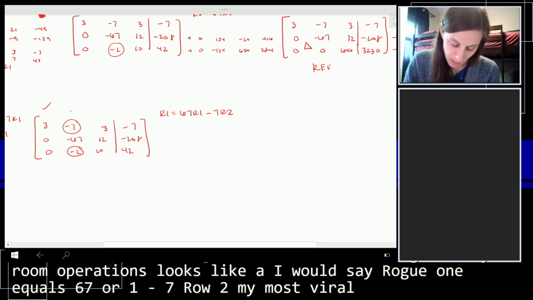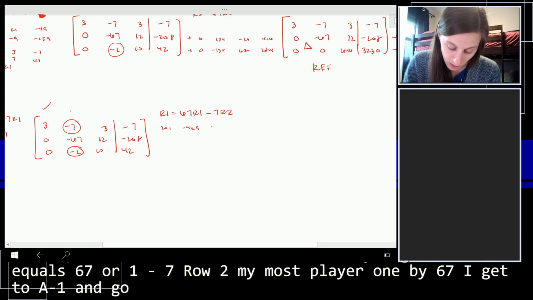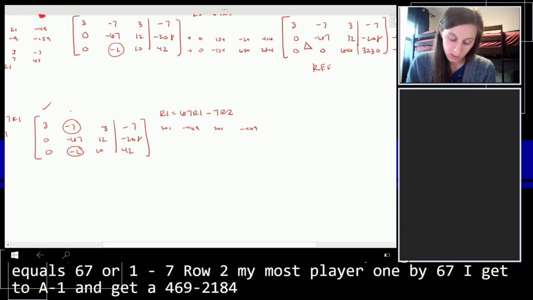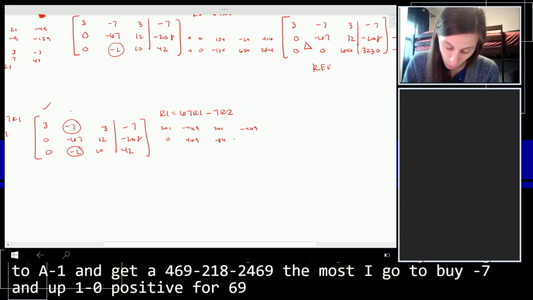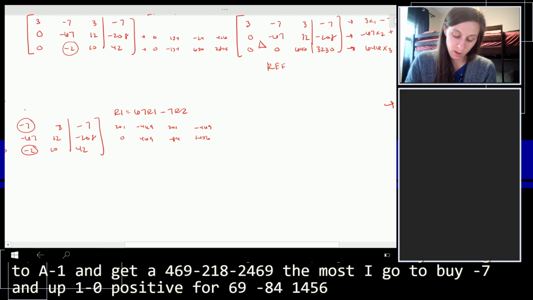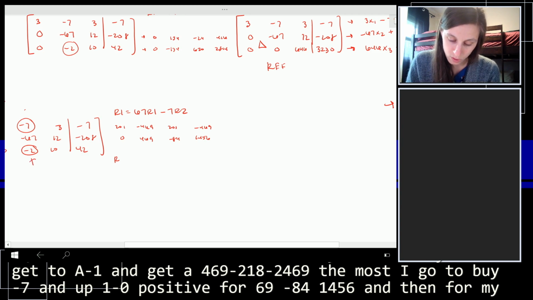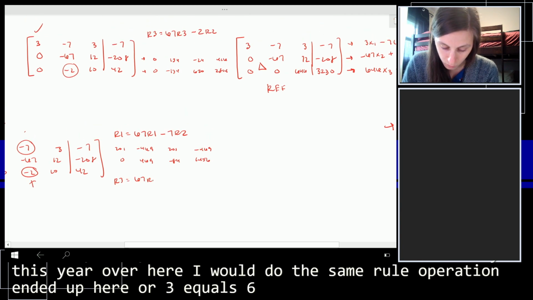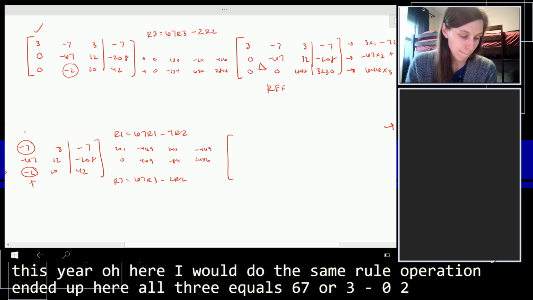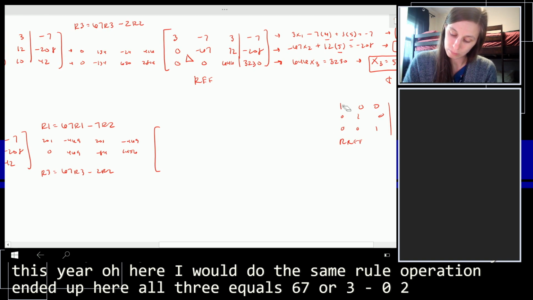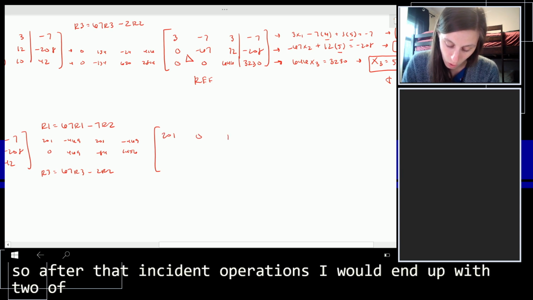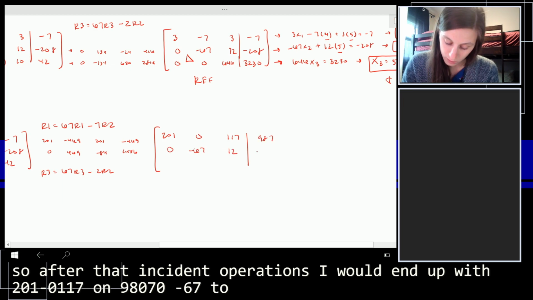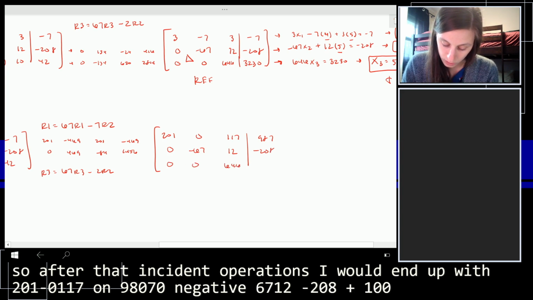So if I multiply row 1 by 67, I get 201, negative 469, 201, negative 469. If I multiply row 2 by negative 7, I would end up with 0, positive 469, negative 84, 1456. And then for this 0 here, I would do the same row operation I did up here. Row 3 equals 67 row 3 minus 2 row 2. So after that set of row operations, I would end up with 201, 0, 117, 987, 0, negative 67, 12, negative 208, and then 0, 0, 6, 46, 32, 30.